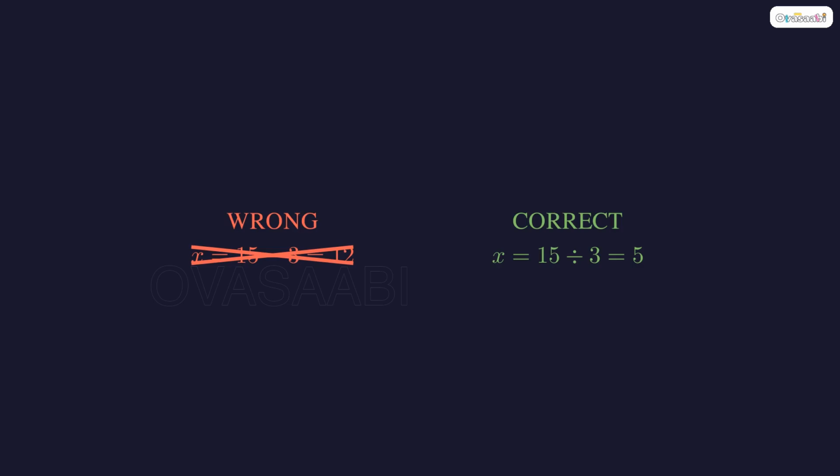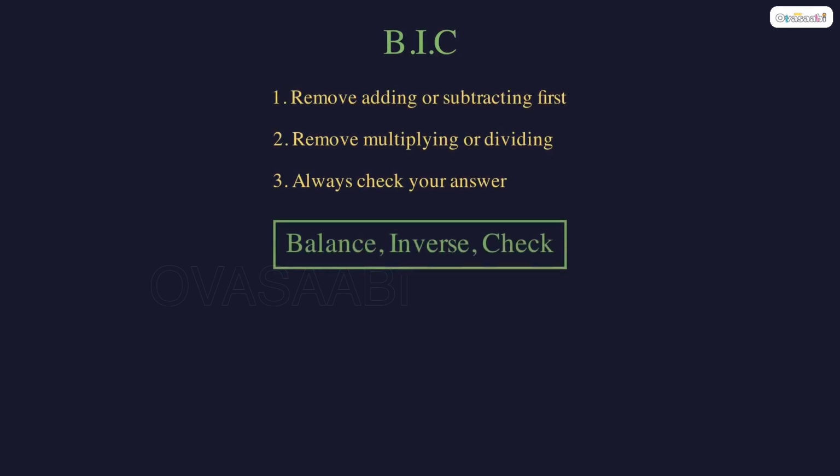If 3 times x equals 15, you divide by 3, you do not subtract 3. Remember, multiply means divide. Remember BIC: balance both sides, use inverse operations, and always check your answer. Follow these 3 steps and you will solve any linear equation correctly.